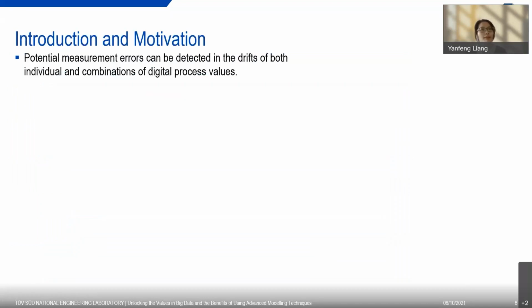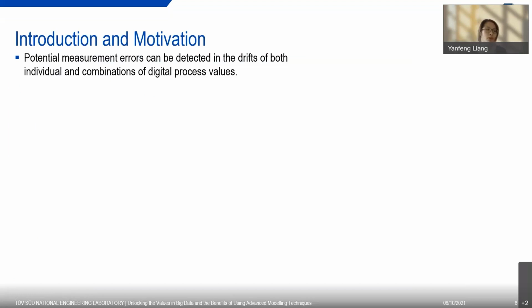So in flow measurements, flow meters such as ultrasonic meters are capable of outputting a large amount of data, which provides valuable information that tells you the operating conditions as well as the health of the flow meters. Any potential measurement errors can be detected in drifts seen in both the individual and the combination of digital process values. So any errors we may have with the flow meters are usually manifested through drifts in certain diagnostic variables.